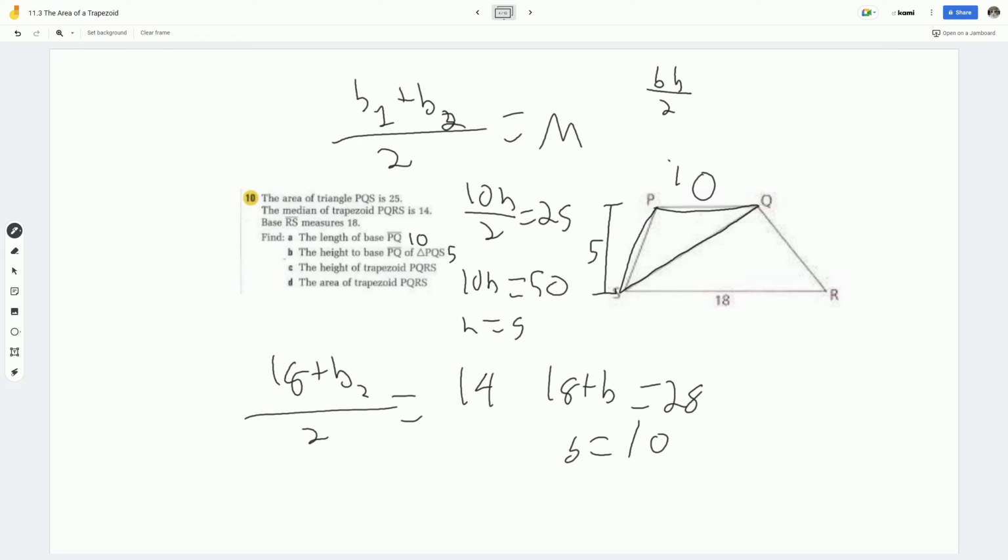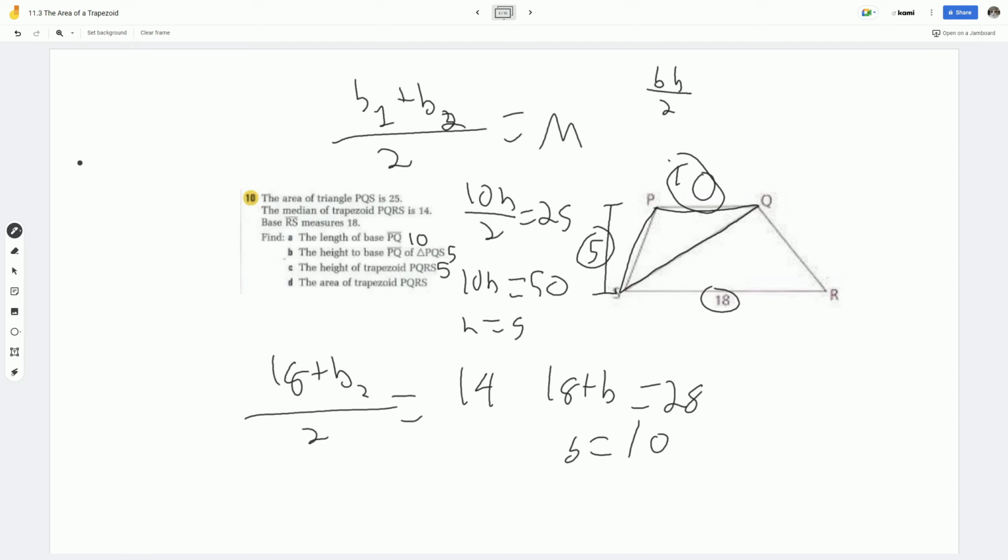Now we need to find the height of trapezoid PQRS. And as you can see, they're the same thing. So this is also 5. Now we need to find the area of trapezoid PQRS, and we have all the information we need. We have both of the bases right here, and we also have the height. So now we have all the information we need to find the trapezoid area.